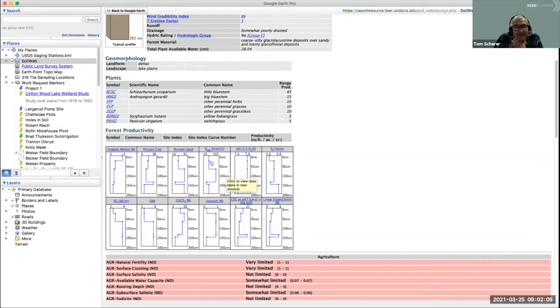Now, the nice thing is you can click on this and get a table that shows all of those. So here I've got the depth and range, and I can look at the percent sand. And you can see from 71, it's about 81%.